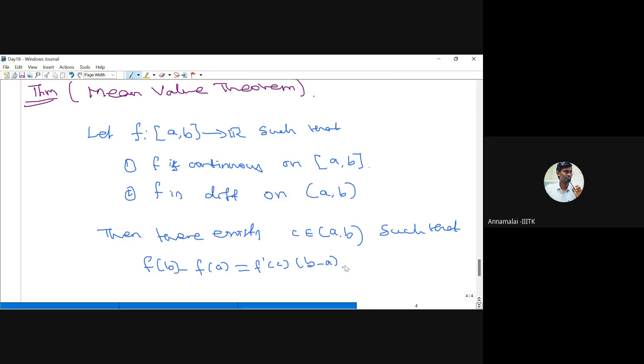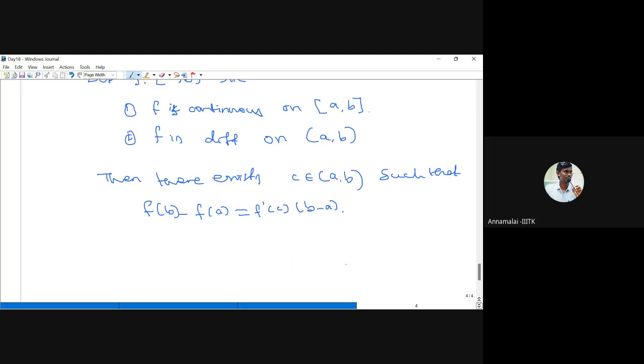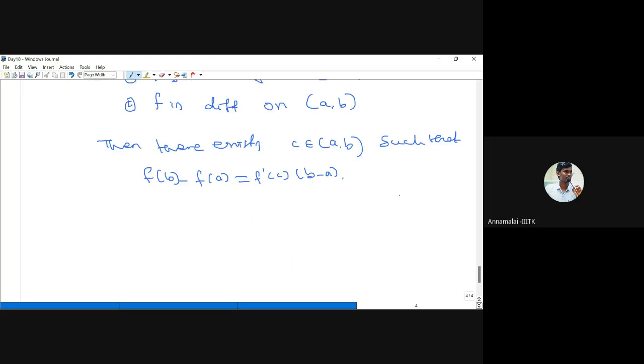So f should be continuous on the closed interval a comma b and differentiable on the open interval a comma b, then always c exists satisfying the condition f of b minus f of a by b minus a equal to f dash of c. You can divide by b minus a on both sides and we get this. Okay, this is the mean value theorem. The corollary of the mean value theorem is Rolle's theorem.